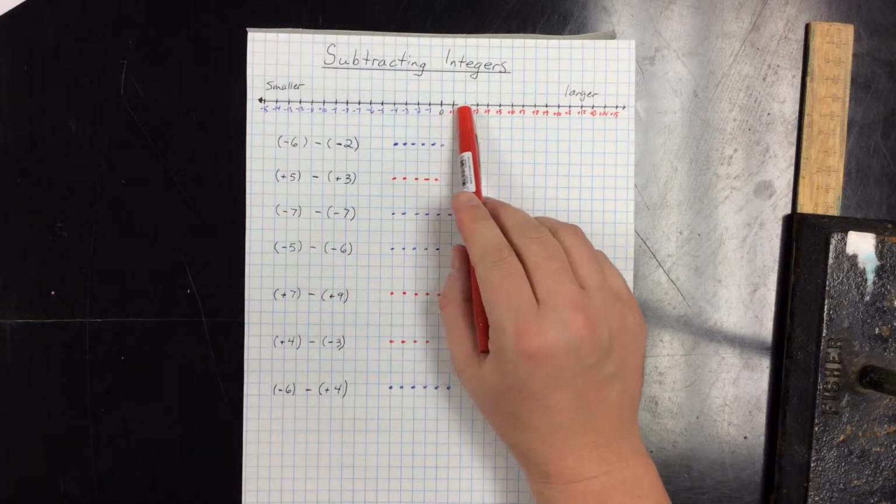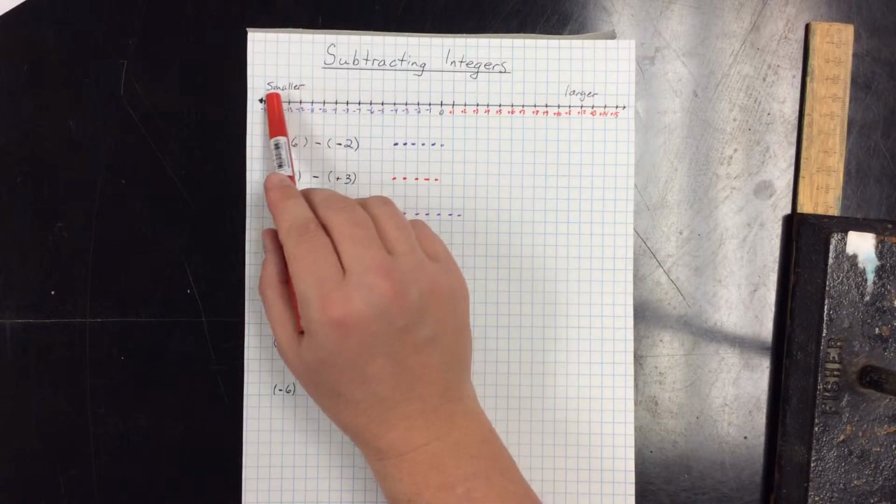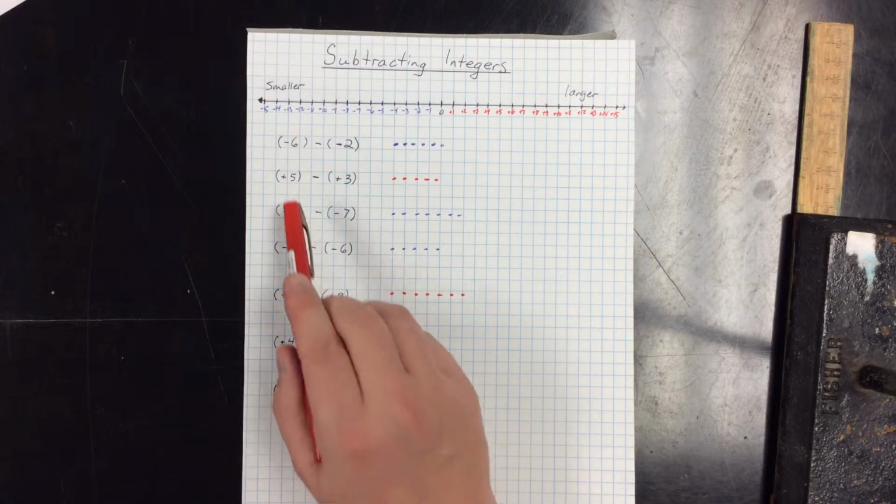Today we're going to be talking about subtracting integers. Remember on the number line, as we move to the right, the integers get larger, and as we move to the left, they get smaller. This can be helpful again today.